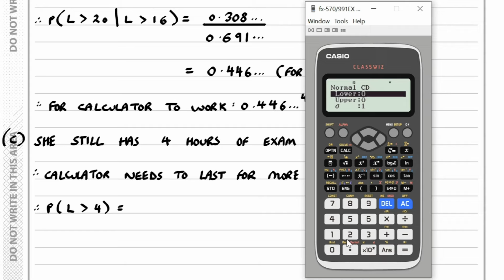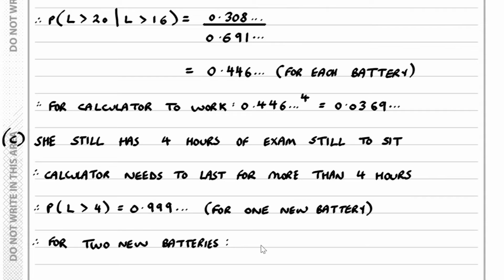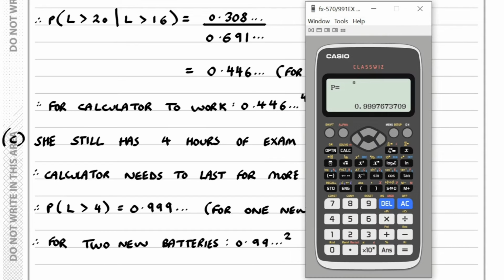We have a normal CD, lower limit is 4, upper limit is something really big, sigma is 4, here we have 18 from U. So the probability that it lasts for more than 4 hours, that probability is 0.999, etc. Store this into C just in case we need it later on. And what does this represent? This represents the probability that it lasts for more than 4 hours. And this is for 1 new battery. And therefore, for 2 new batteries, we would have 0.99, etc. squared. So then I need to take my value of C and then square it. And I get 0.9995.